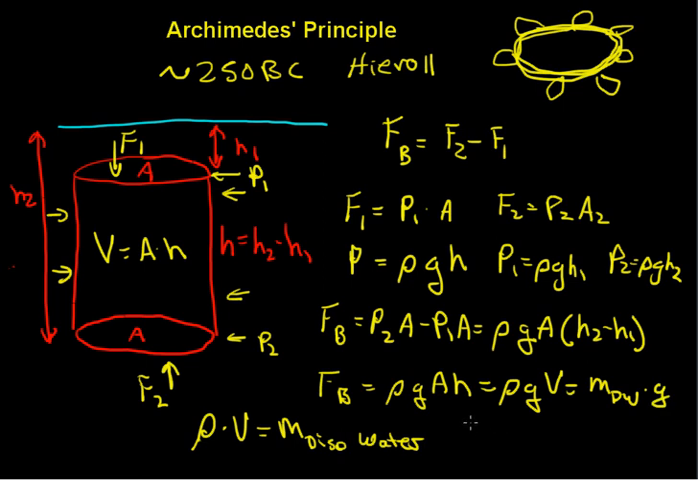And so the buoyant force is just equal to the weight of the displaced water. Let me try that again. And so when you submerge something in a fluid, Archimedes' principle says the buoyant force, the upward force, is the weight of the fluid that's been displaced.